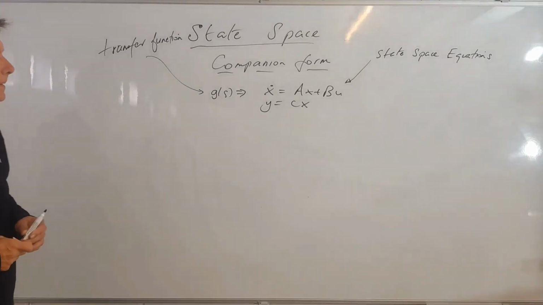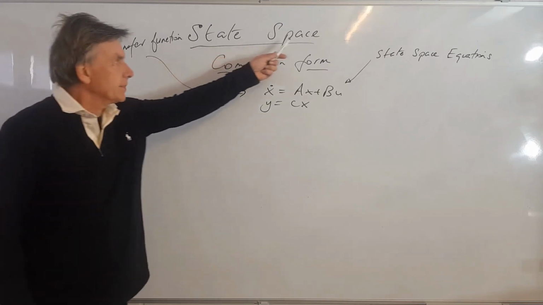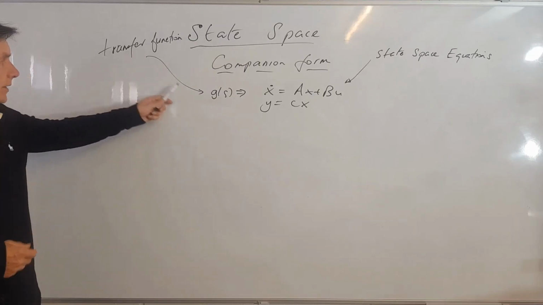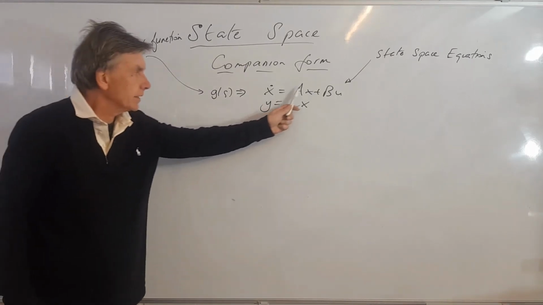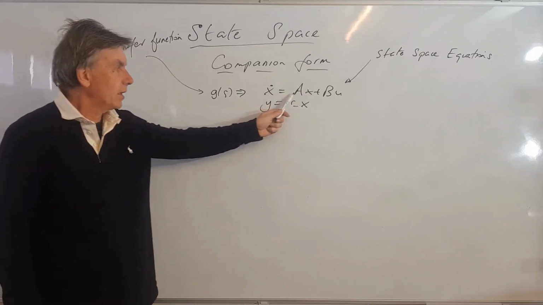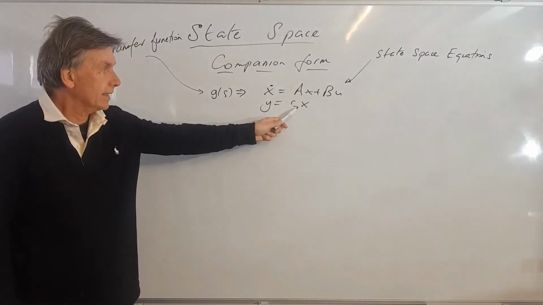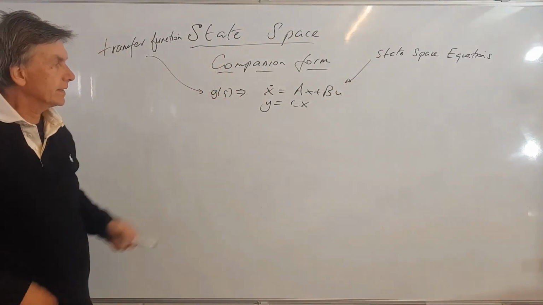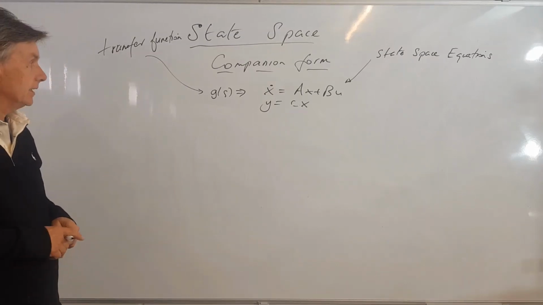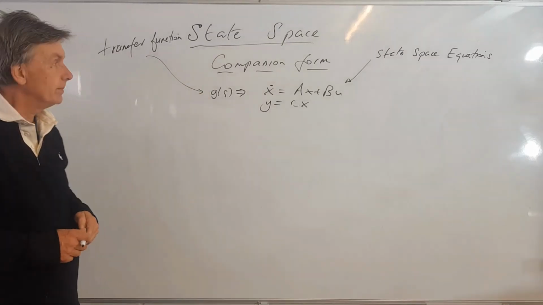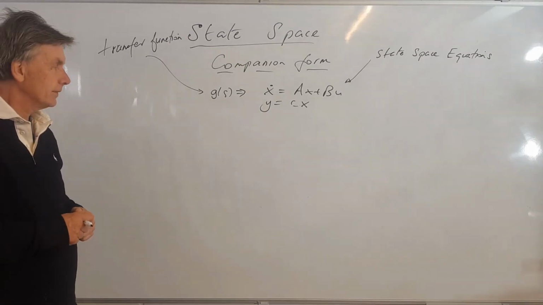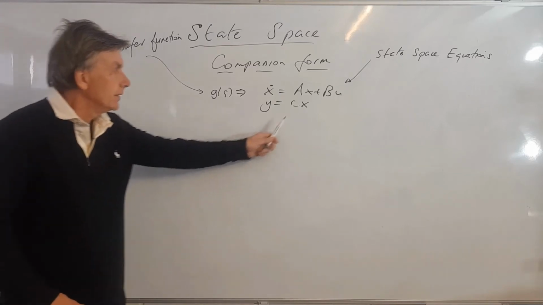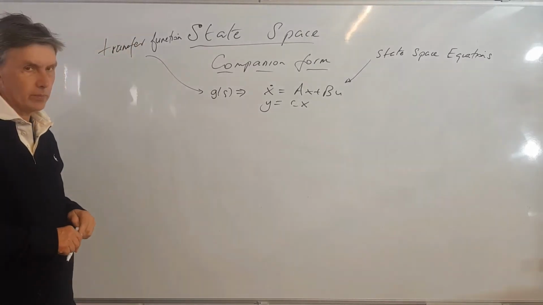Hi, good afternoon. This little revision lecture is on state space, and the first part of state space is that we can start with a transfer function G(s), and we have to convert it into some state space equations. x dot equals Ax plus Bu, y equals Cx, and these are then called state space equations. Now, there are a variety of state space equations, but one that's particularly useful to know is the companion form. This is relatively straightforward to do and gives you a quick way of going from a transfer function to some state space equations with minimal problems.